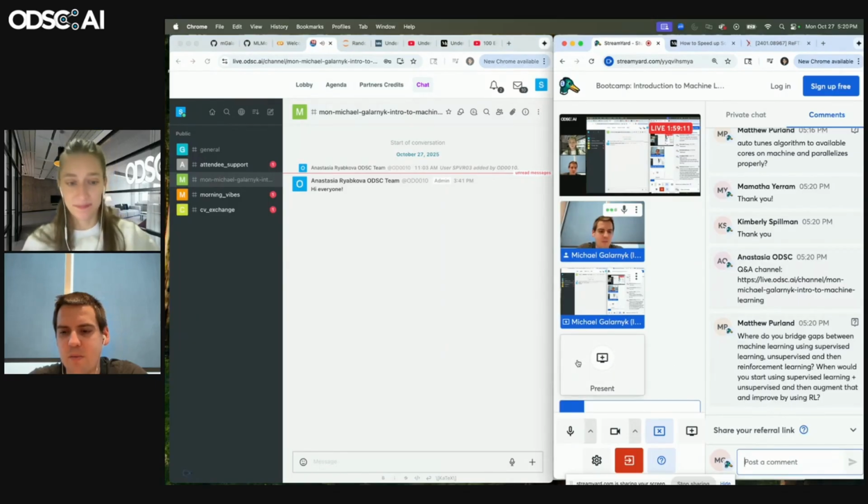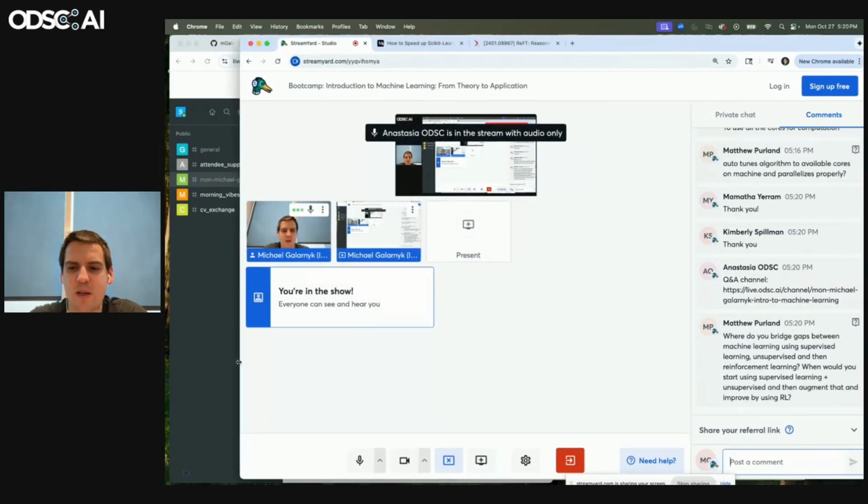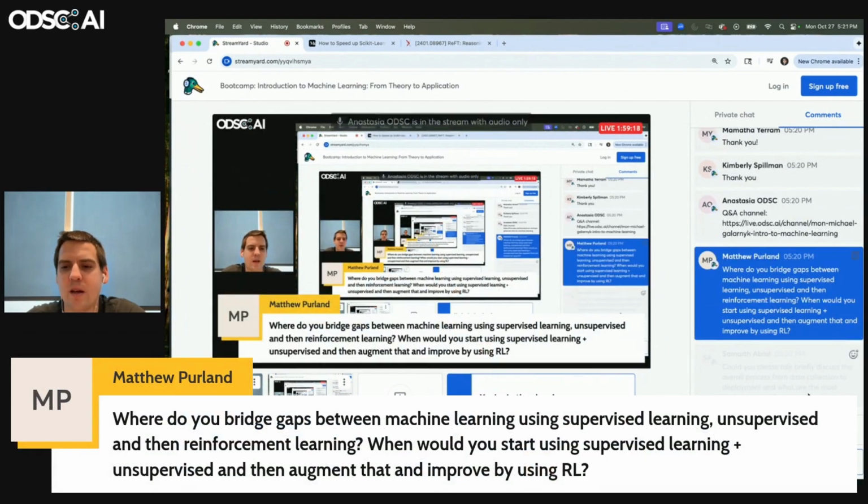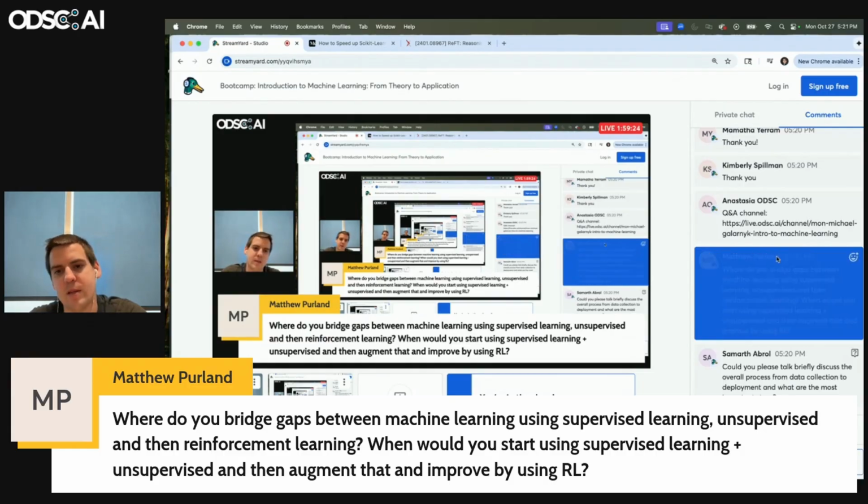Where do you see the bridge gaps between machine learning using supervised learning, unsupervised, and then reinforcement learning? When do you start using reinforcement learning plus unsupervised, and then augment that and improve by using RL? So it really depends on the problem at hand.